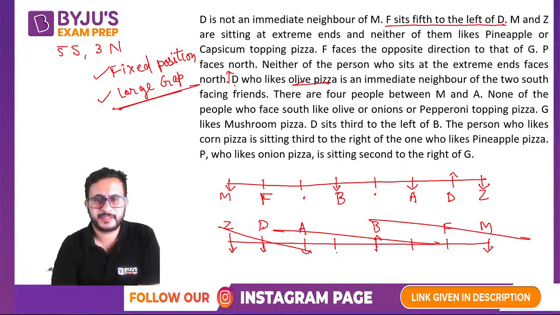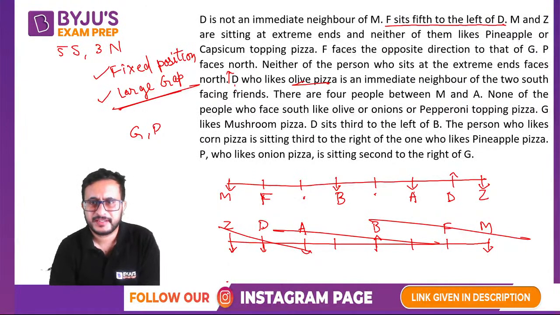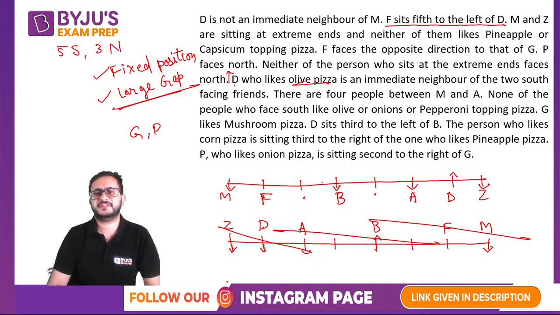Now we have two people, and one of them is G and one is P. G and P have to be filled. Okay, and one thing is given, that P faces north, and P is sitting second to the right of G. We do not know the direction of G.